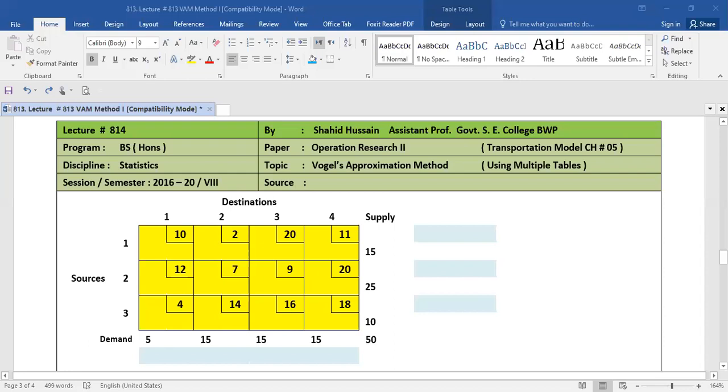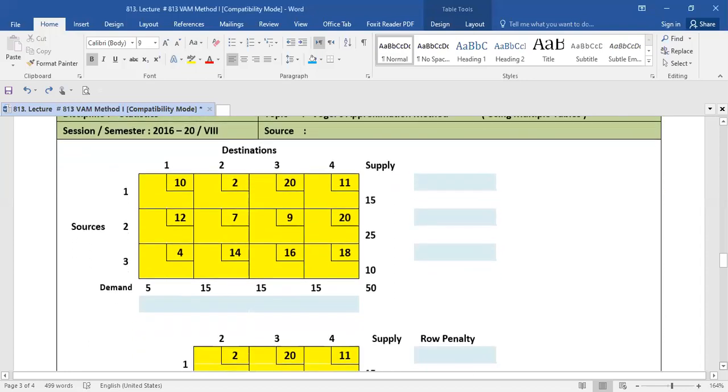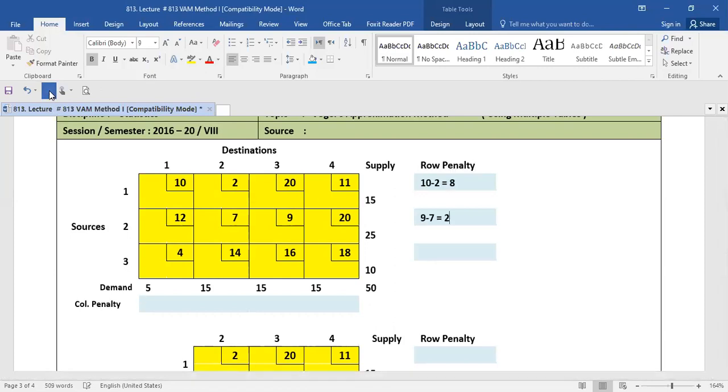Using the multiple tables. Before, I have used the single table, but in this technique, I will use multiple tables. As I earlier told you, you will first calculate the row and column penalties, as I have told you before, that you will calculate the row penalties and the column penalties in this way.